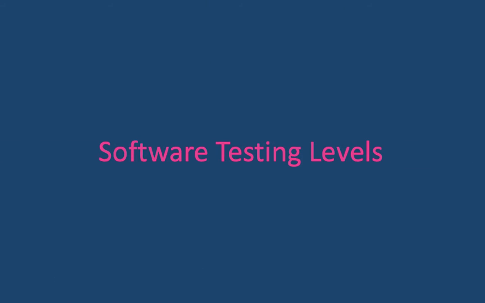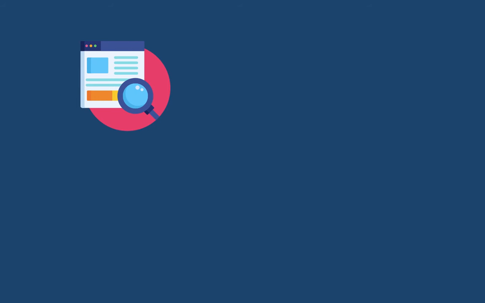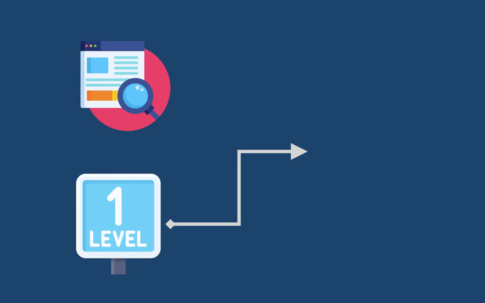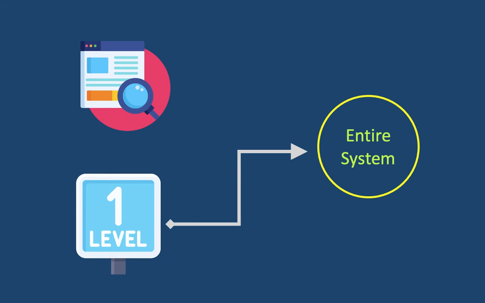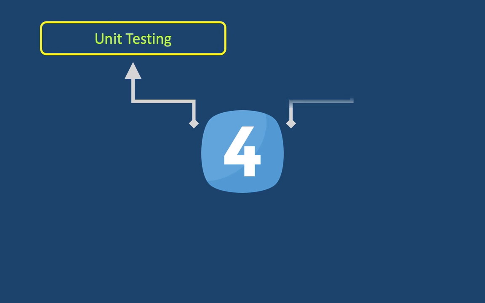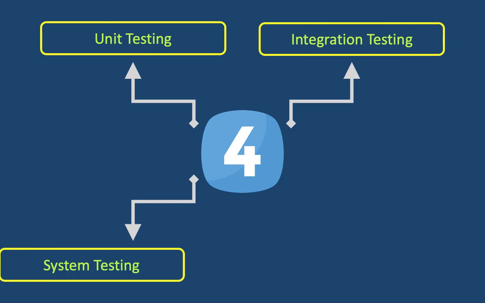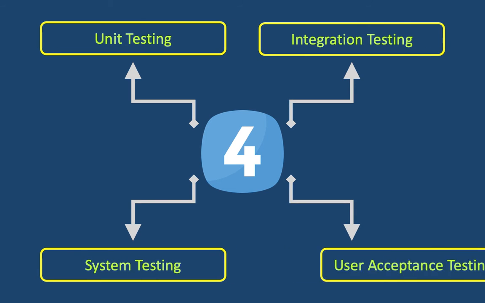Software testing levels. To make software testing systematic and easily identify all possible test cases, we need to have software testing levels, where we can start from the first level and eventually test the entire system. There are mainly 4 levels of testing: unit testing, integration testing, system testing, and user acceptance testing.